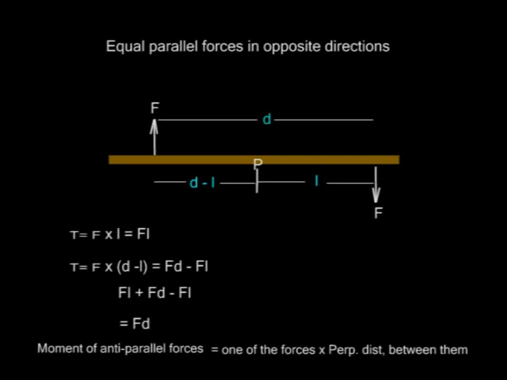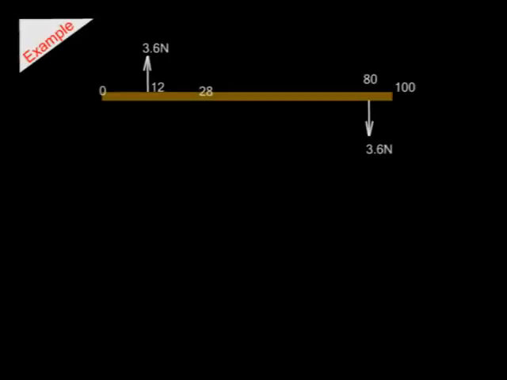So let us take an example. Two equal anti-parallel forces act on a meter rule, one at the 12 centimeter mark and the other at the 80 centimeter mark. So if each of the forces has a magnitude of 3.6 newtons, calculate their moment on the meter rule about the 28 centimeter mark.